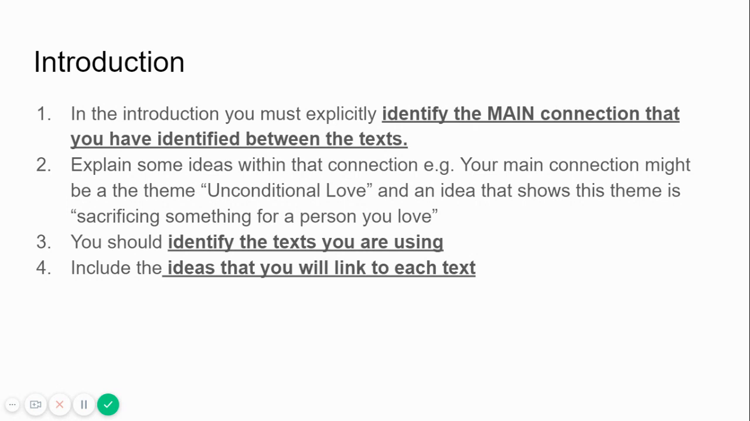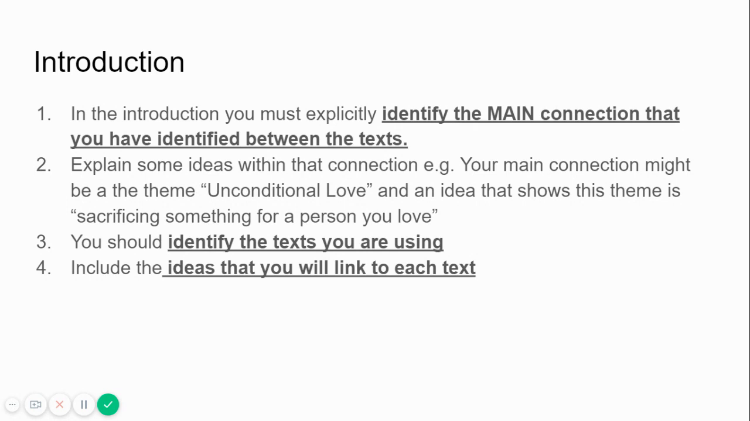The next part is that you need to explain the ideas within that connection. So what we mean by this is the main connection you've identified might be a single theme, or it might be a technical connection of some kind, but you would have also had ideas that fall under a greater umbrella. So for example, if your main connection might be the theme of unconditional love, one idea that might show this theme would be sacrificing something for a person you love.